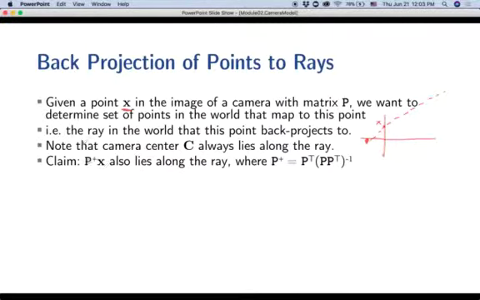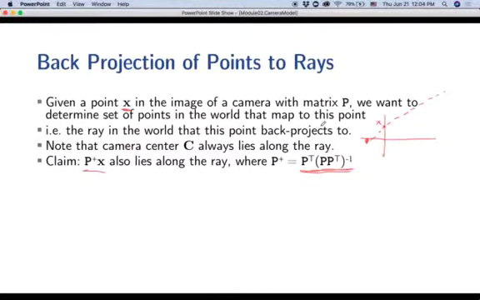So my claim is that the point P plus X also lies along the ray, where P plus is by definition P transpose (P P transpose) inverse. That's a mouthful. It's a big entity. In mathematics we call this the pseudo inverse. We have done one form of pseudo inverse, which was A times A transpose A inverse, where the transpose was switched. One of them is called the left pseudo inverse and one of them is called the right pseudo inverse. So this is the other type of pseudo inverse.